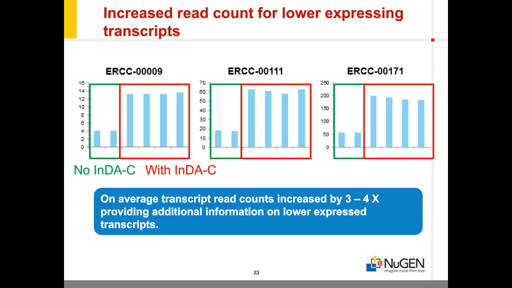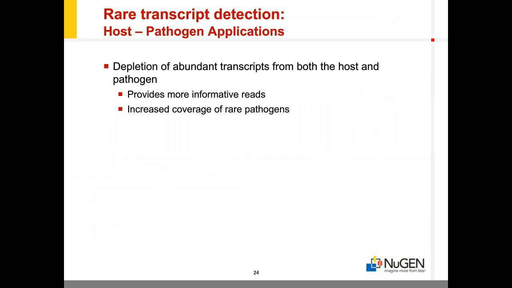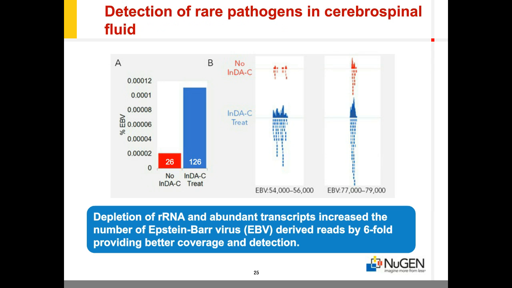This method can also be used to detect rare pathogens in a biological sample, providing more informative reads and better coverage. As part of a collaboration, we generated libraries from cerebrospinal fluid in an attempt to detect the presence of the Epstein-Barr virus. In the absence of any transcript depletion, we detected 26 reads corresponding to Epstein-Barr virus.